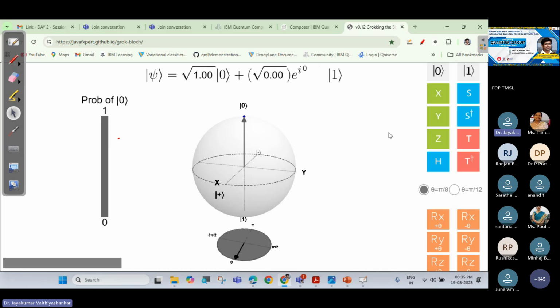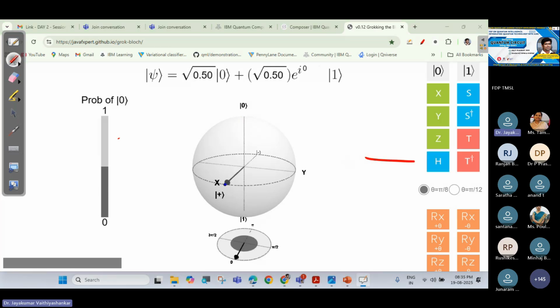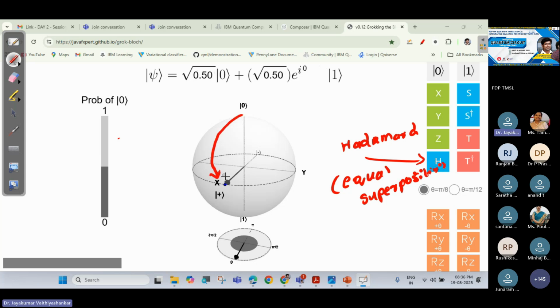Okay, so the next important gate we need to discuss is the Hadamard gate, the H gate. H stands for Hadamard gate, and it is very important. It will create equal superposition. From state 0, it will come to the x-axis, exactly in the positive state. You can see downside, this amplitude is exactly half.